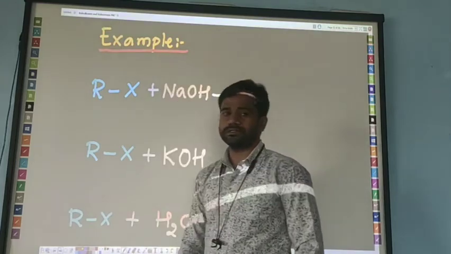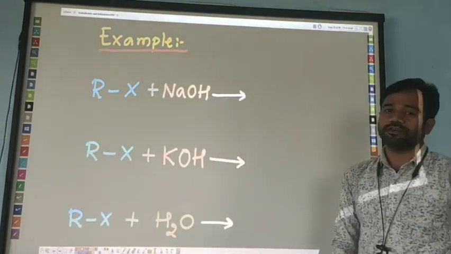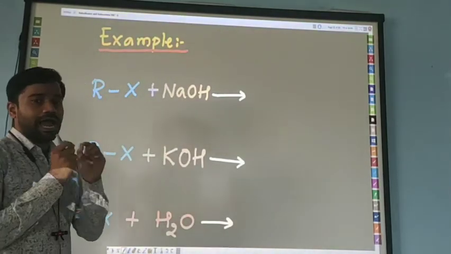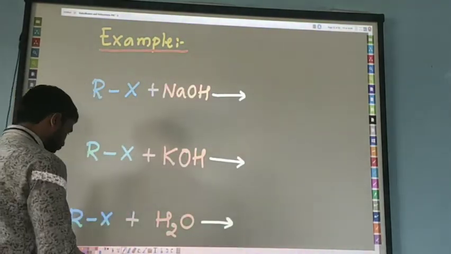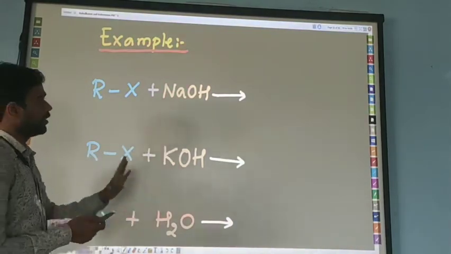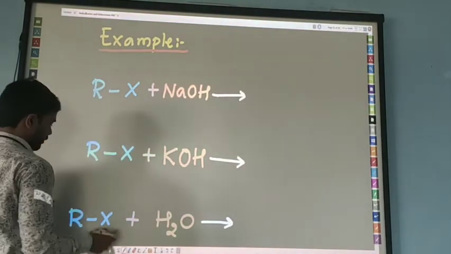Let's see some general reactions and some examples. First, in any nucleophilic reaction, we have to identify the nucleophile. First we have to identify the nucleophile here. We already know that this one is going to happen.